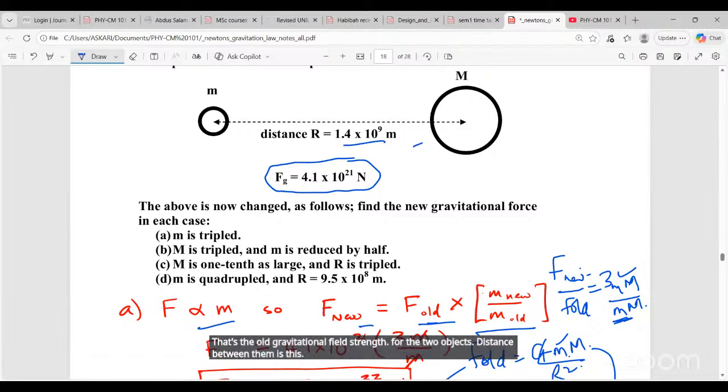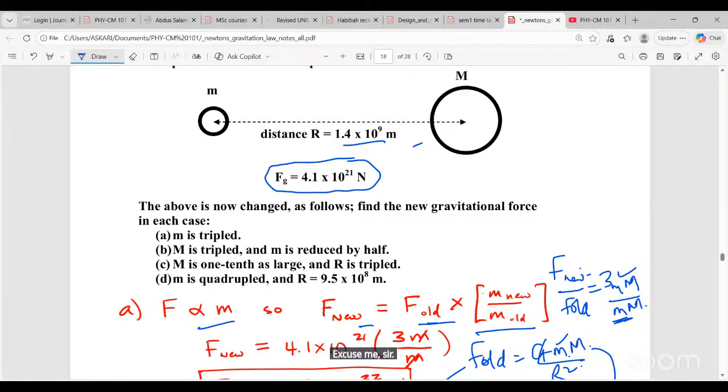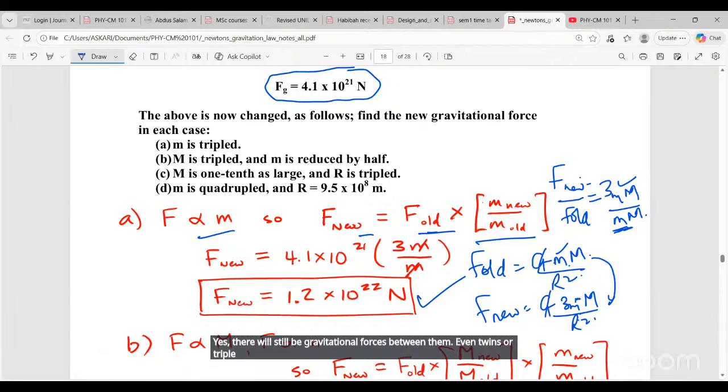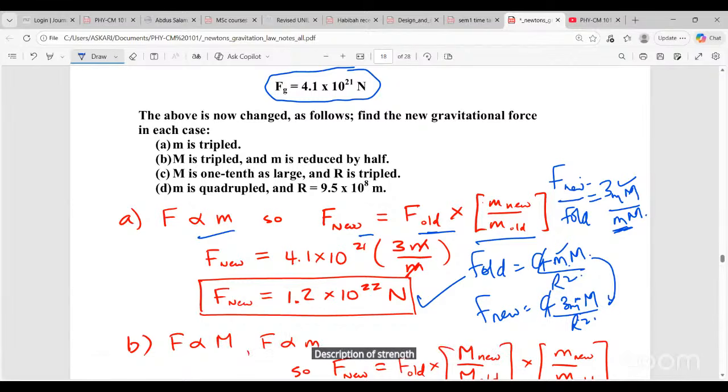Excuse me, sir. If we have two bodies that are equal in mass, will there be gravitational forces between them? Yes, there will still be gravitational forces between them. Even twins or triplets in their mother's womb, there is gravitational force between them.